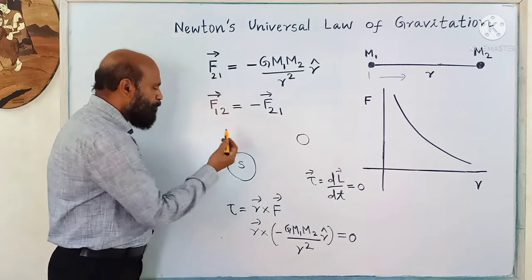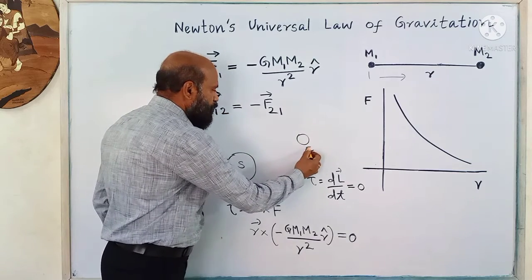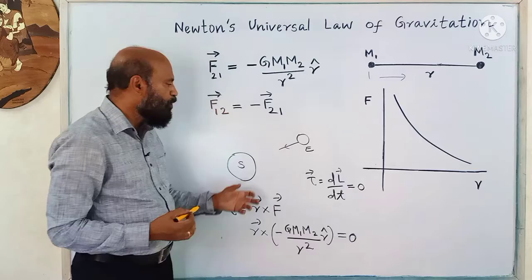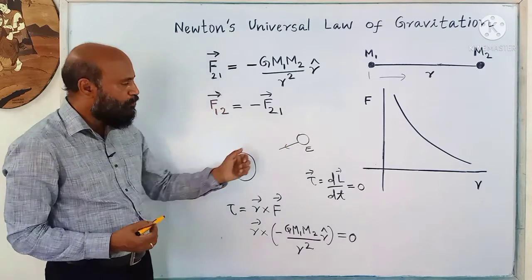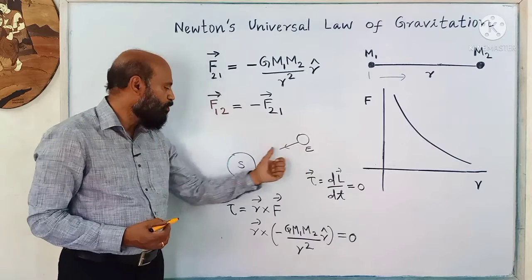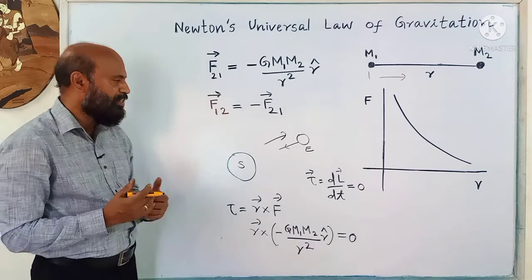The force exerted by the sun on the earth is towards the sun. Because of this attractive force, the earth is moving around the sun. Now the force exerted by the earth on the sun is directed towards the earth. It's an action-reaction pair.